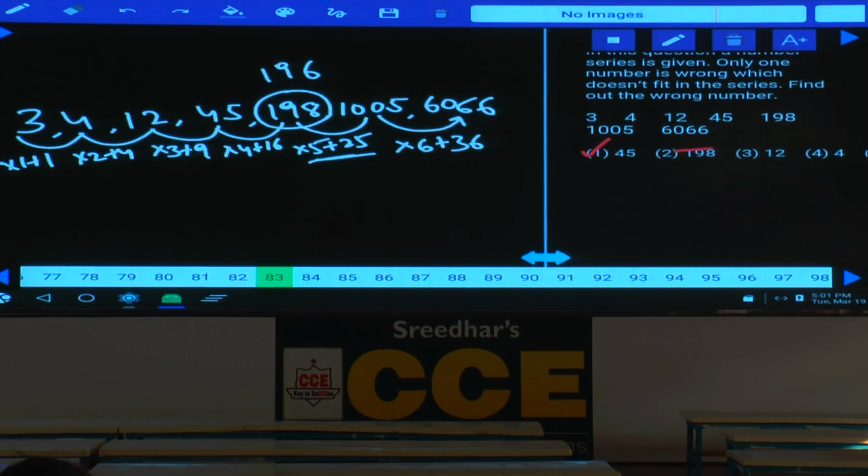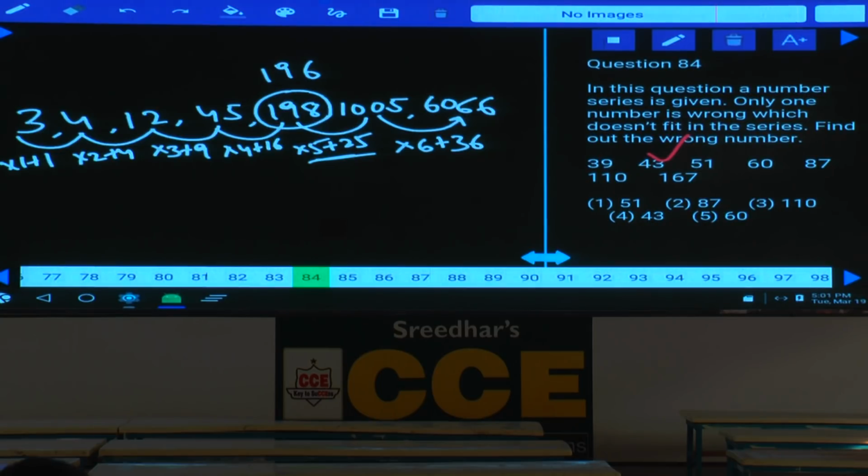Clear now? And so what is the wrong number here? 198 is the wrong number, that is given in choice 2. And the correct number is 196. And this is about question number 83. Each of these numbers is multiplied with into 1 plus 1 square, into 2 plus 2 square, into 3 plus 3 square, into 4 plus 4 square, and into 5 plus 5 square.